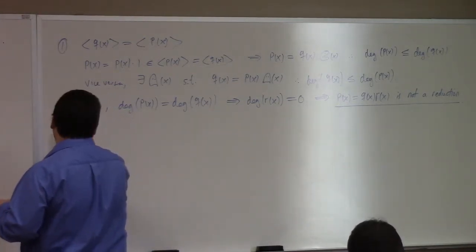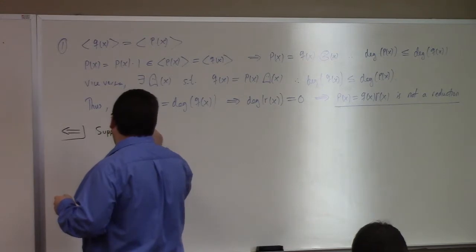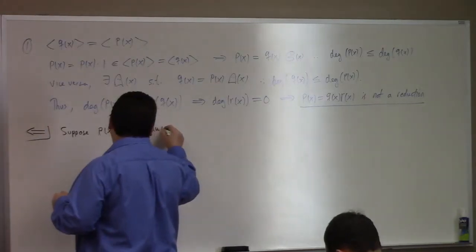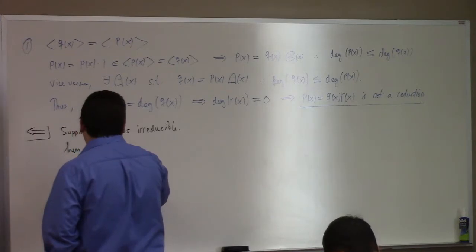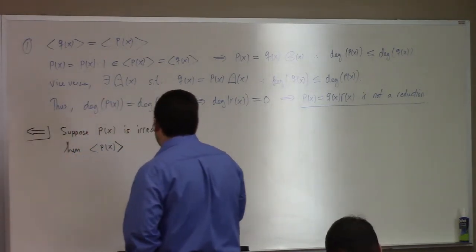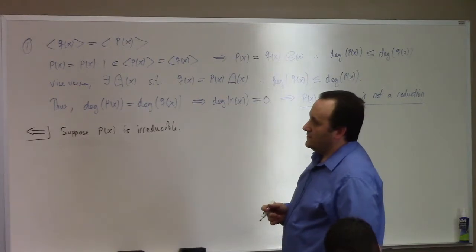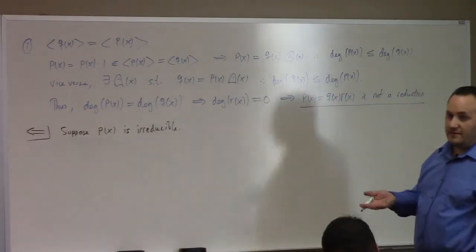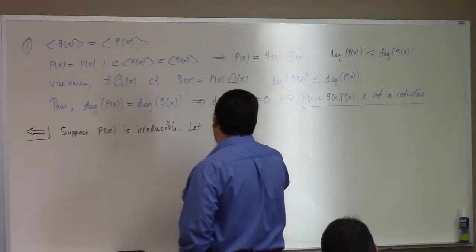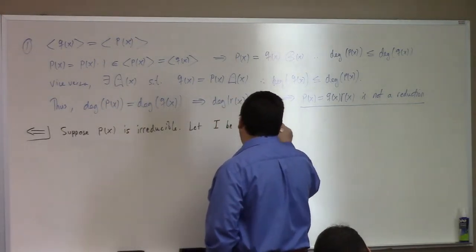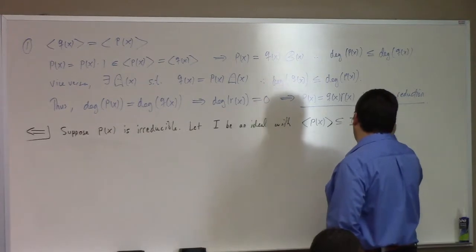So let's see here. Suppose p of x is irreducible, right? Then we want to show what? Our goal is to show that the ideal generated by p of x is maximal, right? So let I be an ideal with the ideal generated by p of x a subset of I, a subset of the whole thing, right?